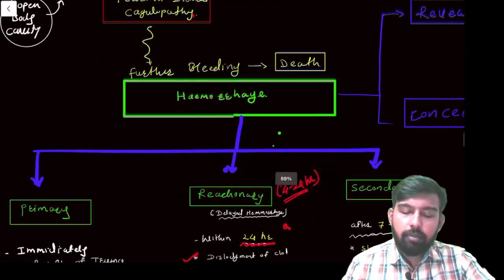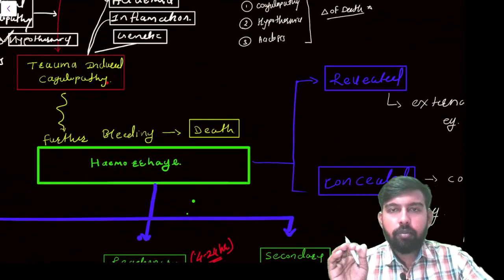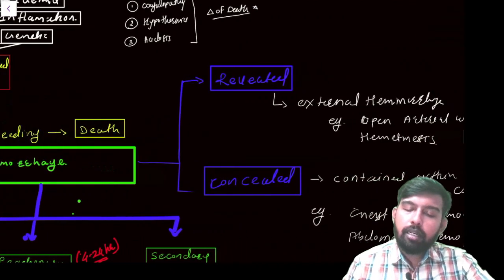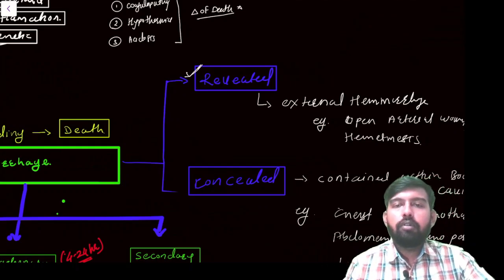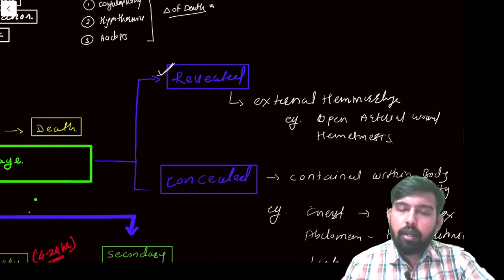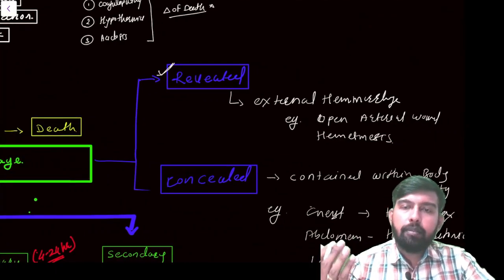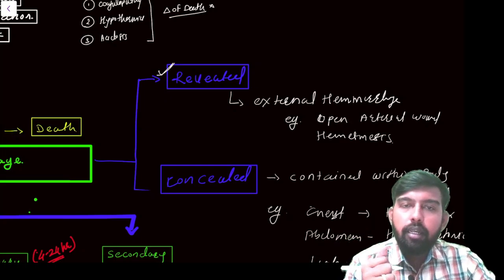So hemorrhage could be a concealed hemorrhage, or it could be a revealed hemorrhage. Revealed hemorrhage is a type of external hemorrhage in which the bleeding is obvious. Examples are open arterial wounds, hematemesis, or bleeding PR. These could be causes of a revealed hemorrhage.